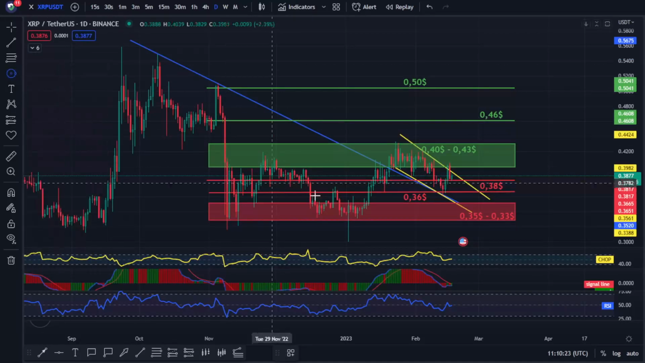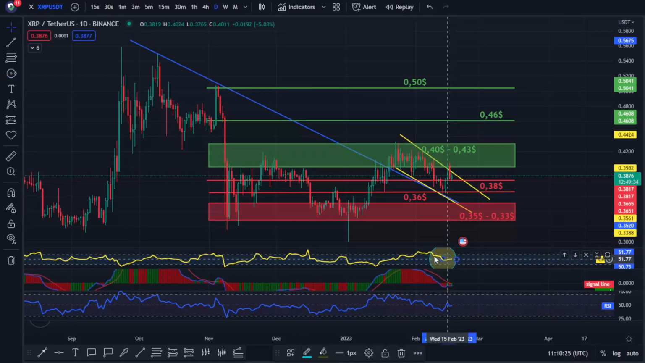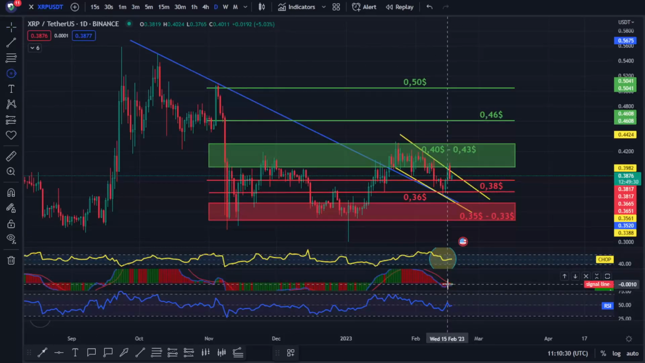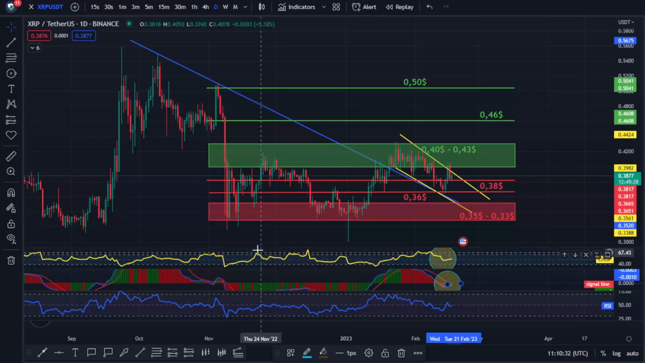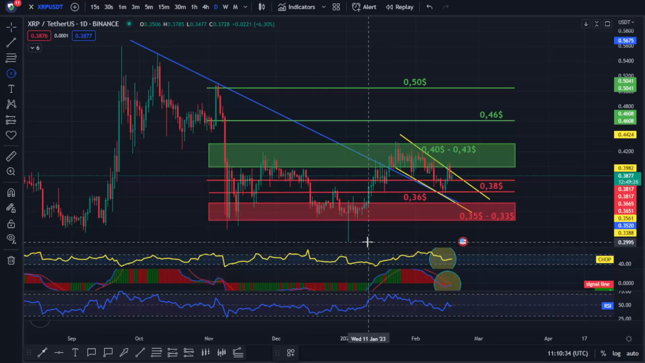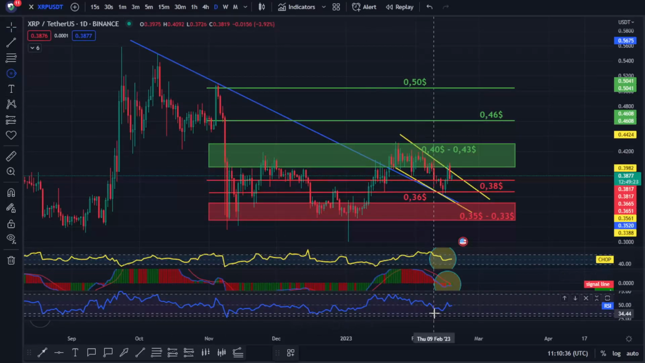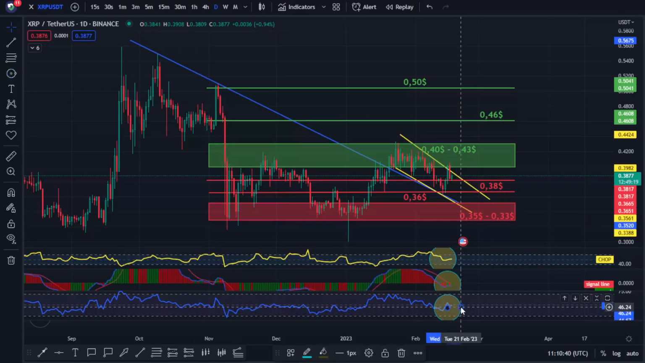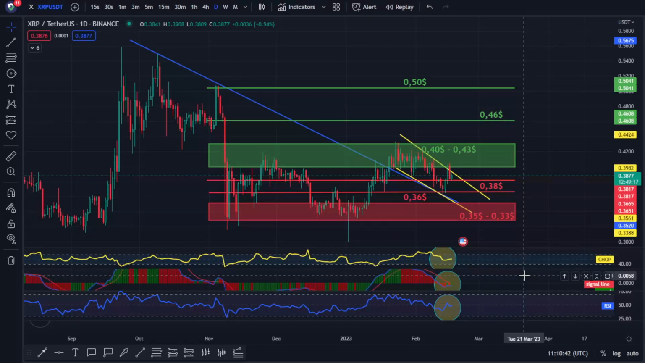Please look at the CHOP index, which indicates we still have a lot of energy for the next move. MACD indicates that we are in a downtrend. While the RSI could see a small increase, we are still staying at the lower part of the range.